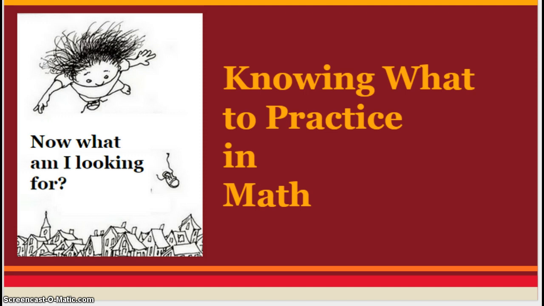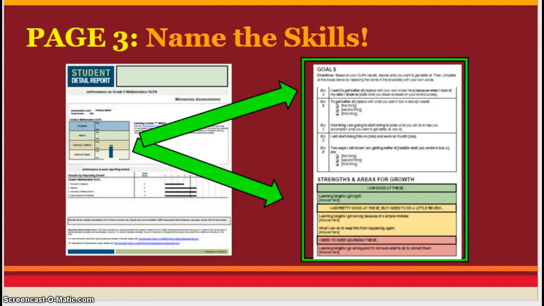Now, let's talk more about knowing exactly what to practice in math. We're going to work on naming the skills, and this is where you'll work with your teacher and your academic mentor to help you figure out exactly what you need to pay attention to in class and online when you're learning to make sure that you're able to get all of your strand scores to move to 4.